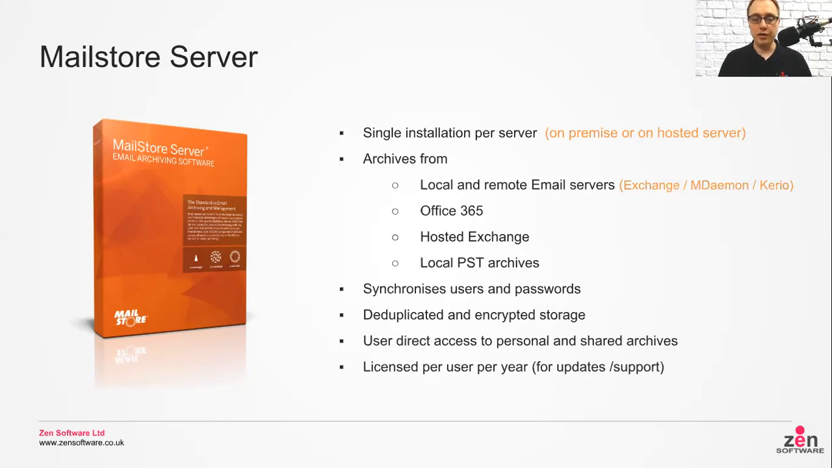permissions can be created to get access to different archives. In the server model, the licensing is set up so that it's per user per year. So there are different bands, but you purchase MailStore for the number of users you need, and then you can renew it for update support on a yearly basis.